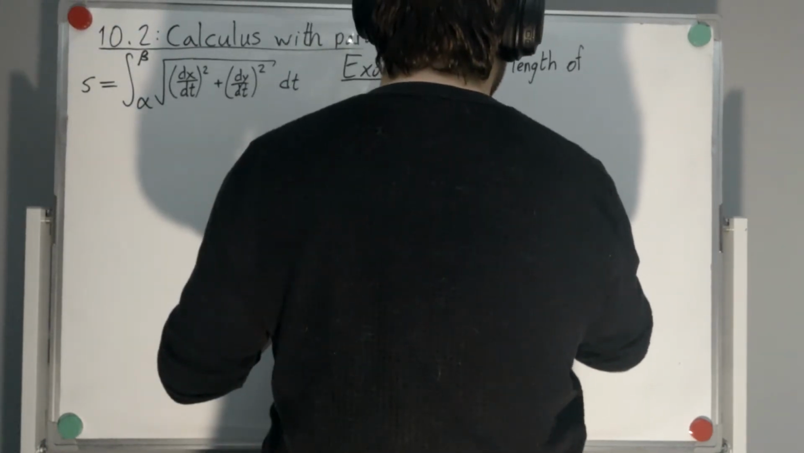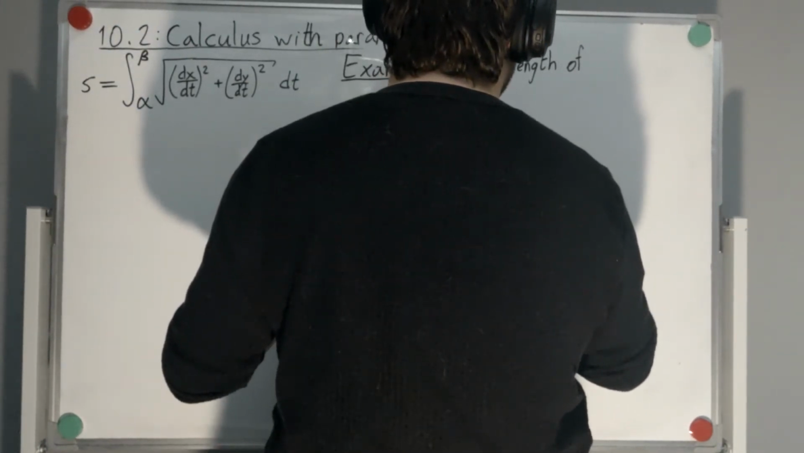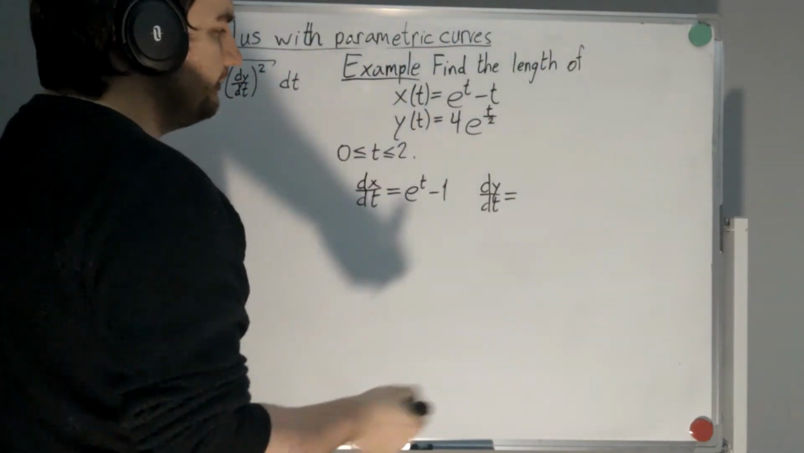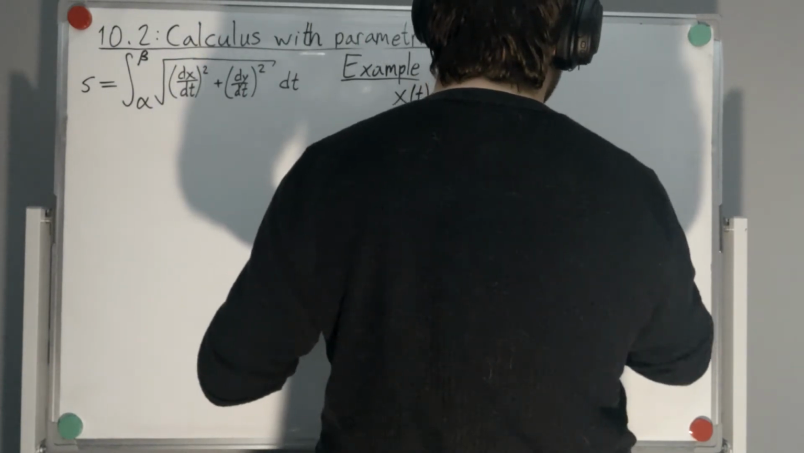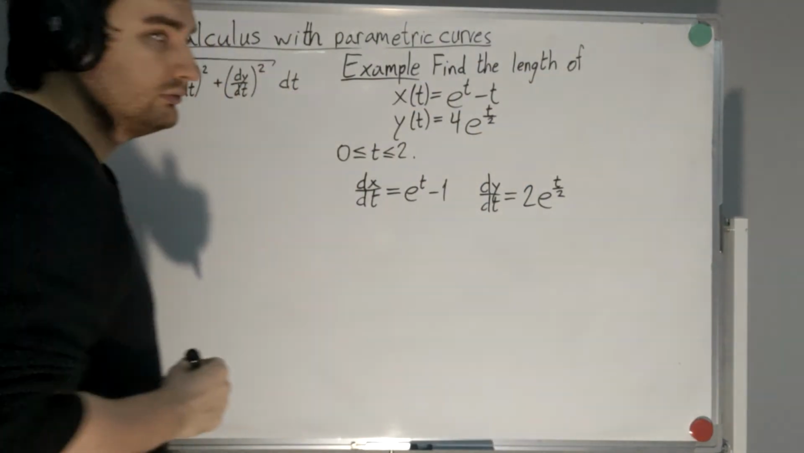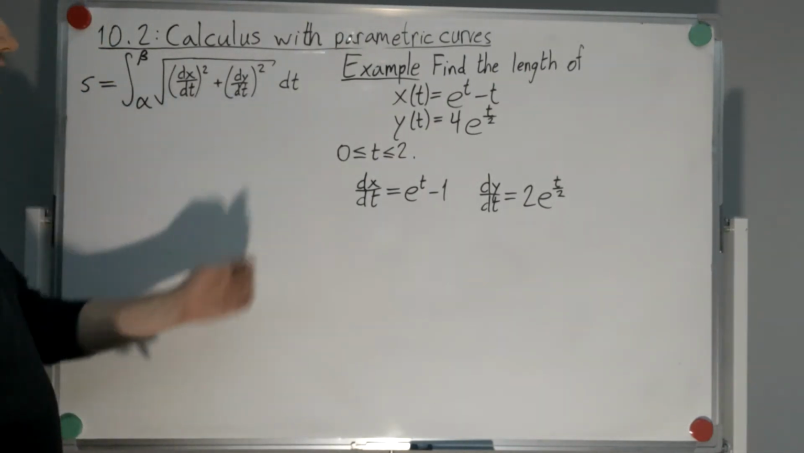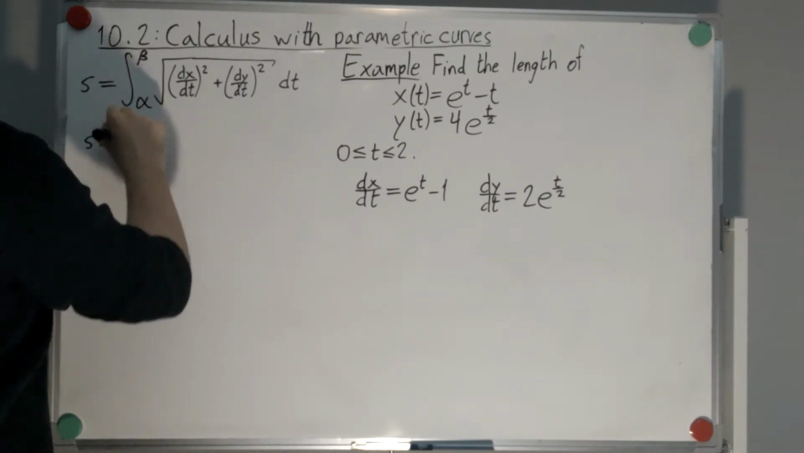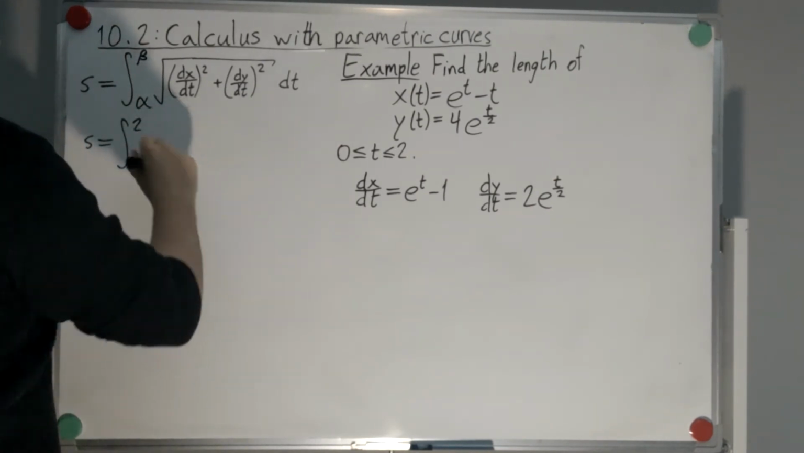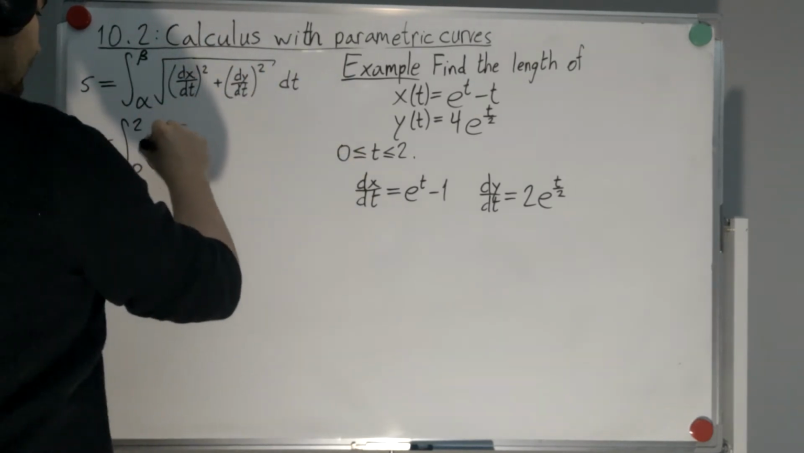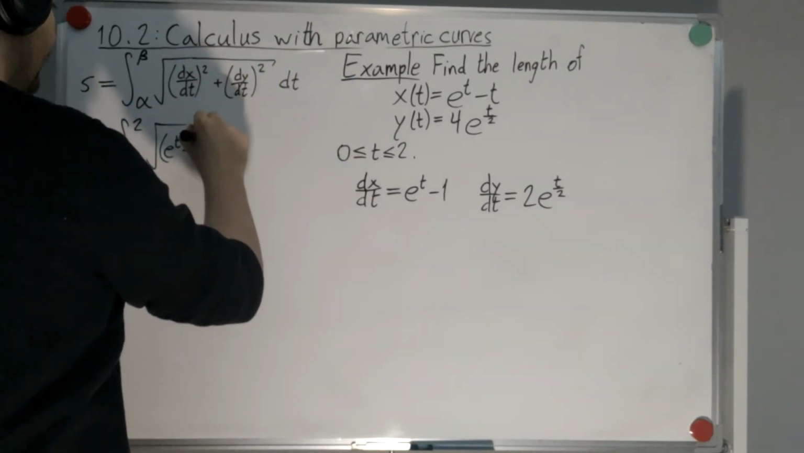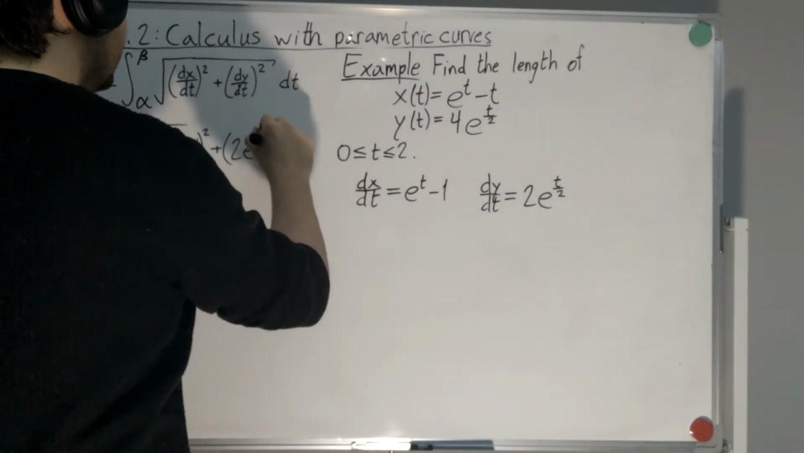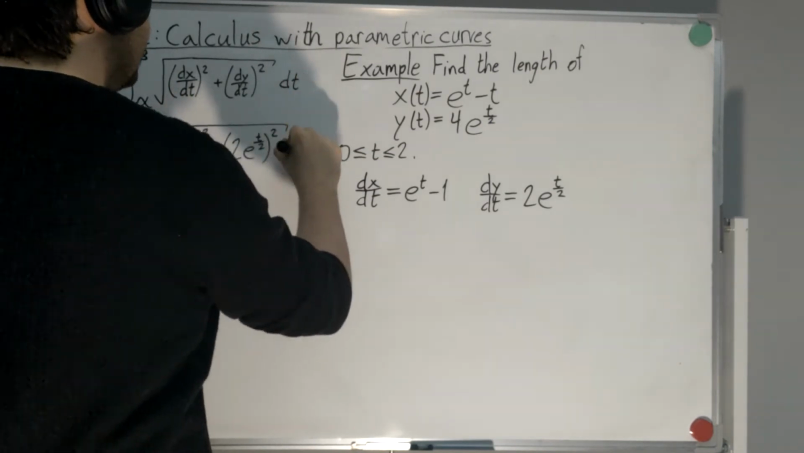dy/dt, this is a chain rule. This is going to be 4e to the t over 2 times 1/2, which just comes out to be 2e to the t over 2. And then you just put it into this formula. So our arc length will be the integral from 0 to 2 of the square root of (e to the t minus 1) squared plus (2e to the t over 2) squared dt.